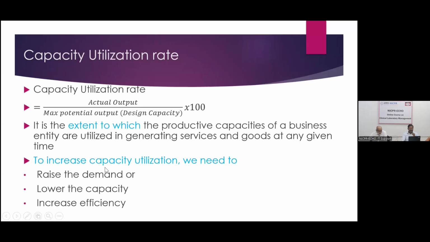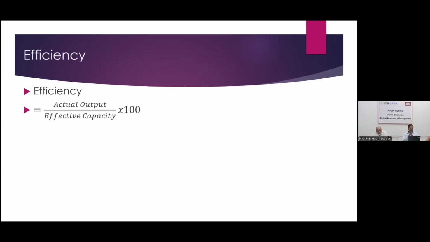To increase the capacity utilization, we need to raise the demand, or lower the capacity, or increase the efficiency. By these, we can increase the capacity utilization rate. Then efficiency is the actual output divided by the effective capacity. By effective capacity, I mean the systemic capacity. It is not the design capacity.